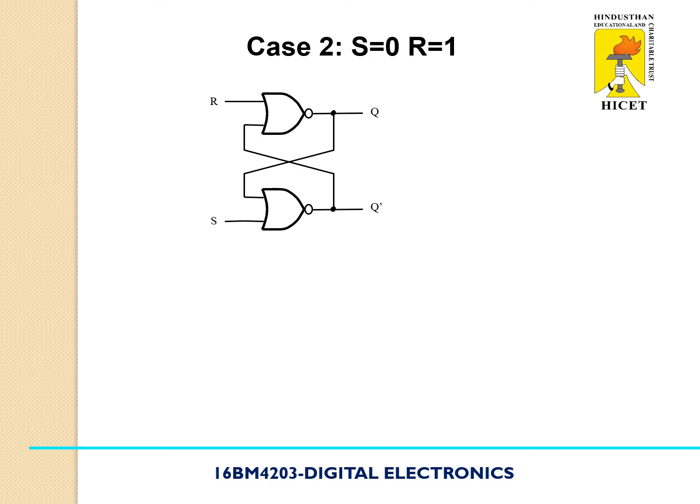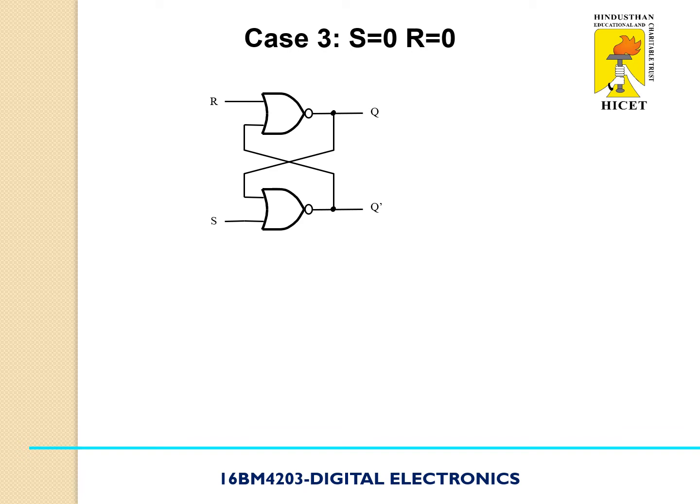Then case 2, S equal to 0, R equal to 1. Now R equal to 1 means always one input of NOR gate 1 is 1. So whenever any one input is 1, NOR gate output is 0. So that is providing constant 0 output from NOR gate 1. So whichever the present state, next state is 0 when reset is active.